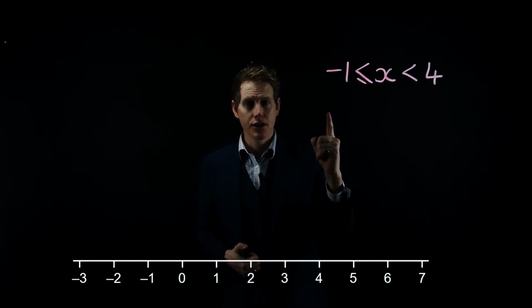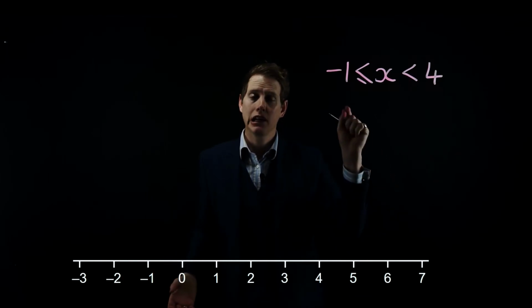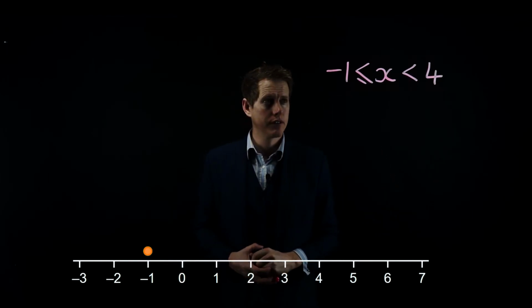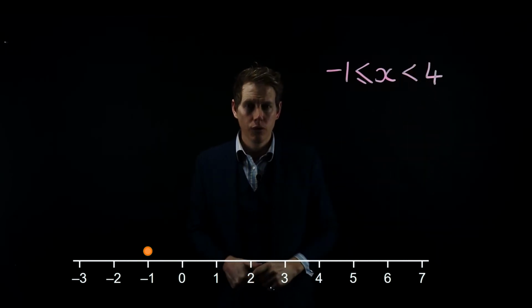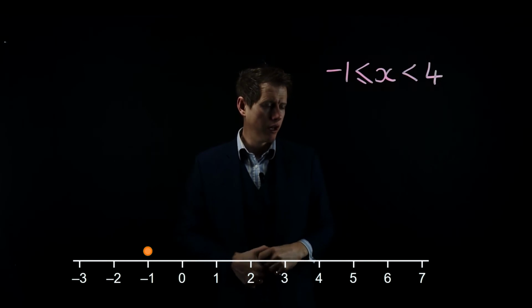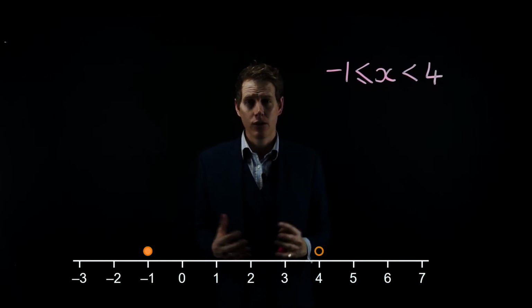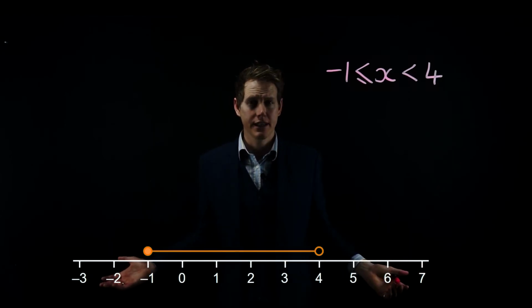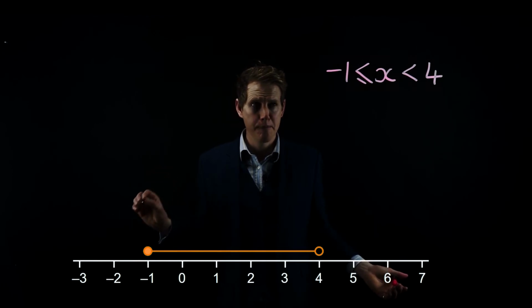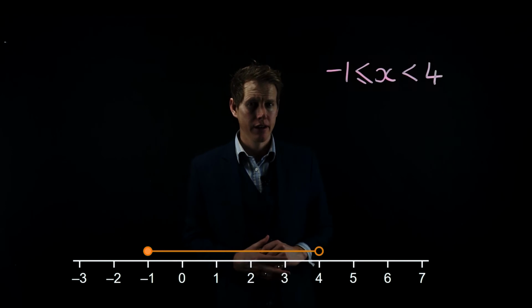First things first, let's go to -1. Is it going to be a hollow or a full circle? Well, it includes it, so it's going to be a full circle. Let's do the 4. We're going to put a hollow circle at 4 because it doesn't include it this time. And all I need to do is draw a straight line between the two. This is how we represent the inequality where x is bigger than or equal to -1, but smaller than 4.